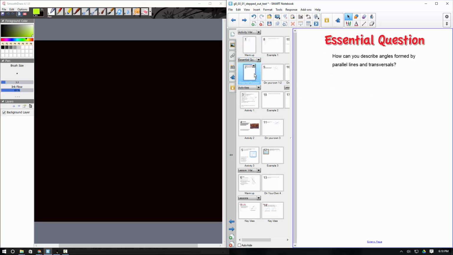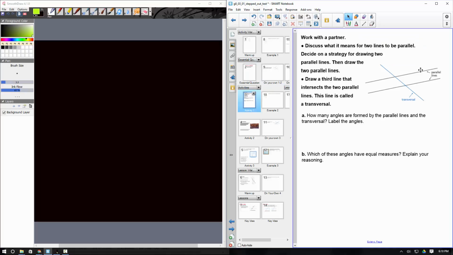So our essential question is, how can you describe angles formed by parallel lines and transversals? Let's first define what these things actually mean. Parallel lines are just two lines that will never cross. They're set at the exact same angle, so it's like train tracks in a sense. They'll go on forever in both directions. Then I have this line that goes through, and that's called the transversal, and that cuts right through both of these parallel lines.